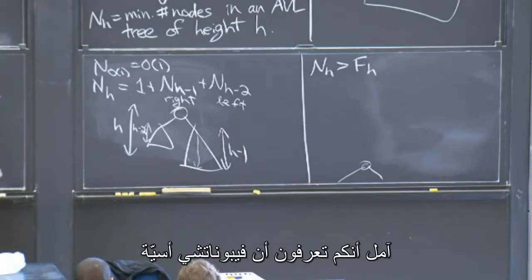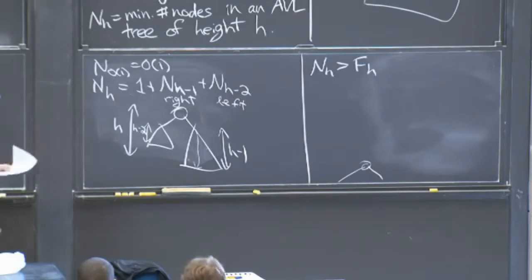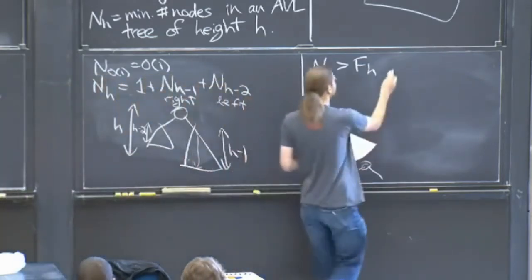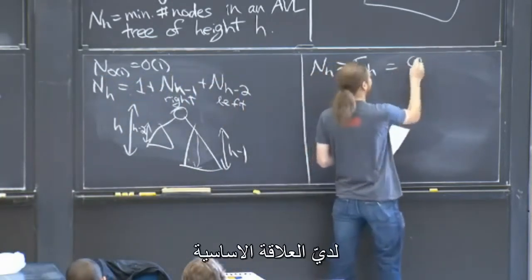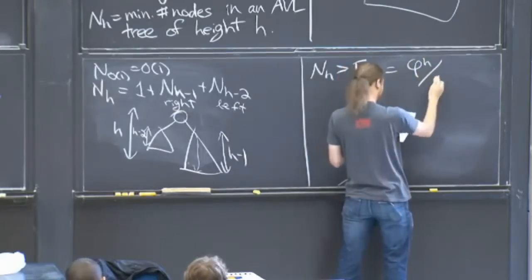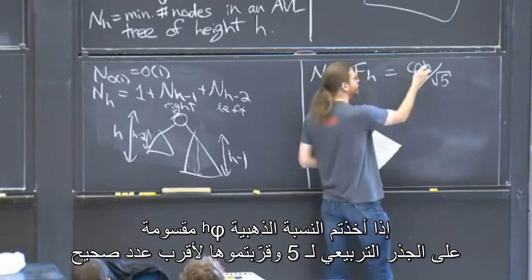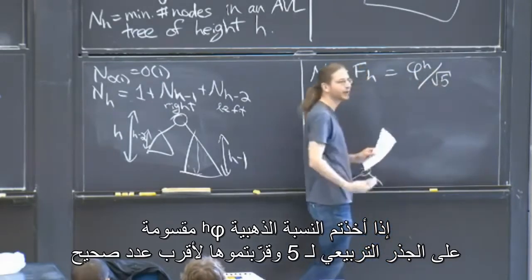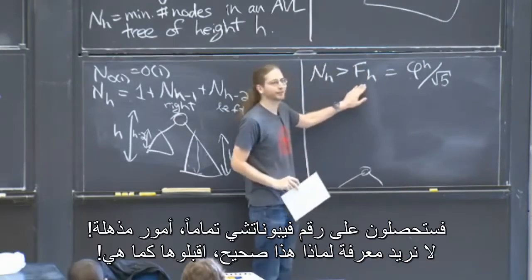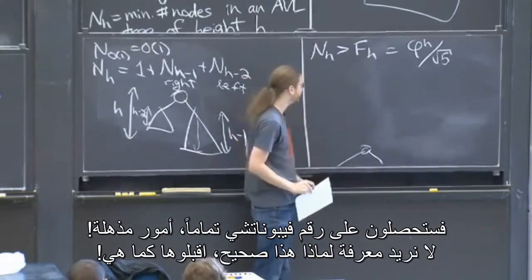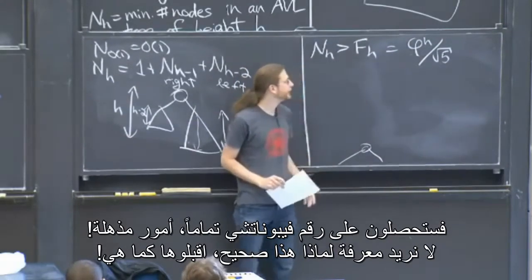If you add 1 at every single level, then certainly you get something bigger than the base Fibonacci sequence. Now, hopefully, you know Fibonacci is exponential. I have an exact formula. If you take the golden ratio to the power h, divide by root 5, and round to the nearest integer, you get exactly the Fibonacci numbers. Crazy stuff. We don't need to know why that's true. Just take it as fact.